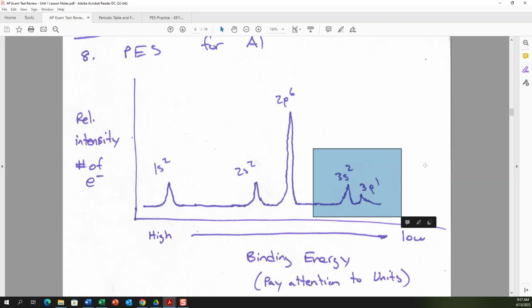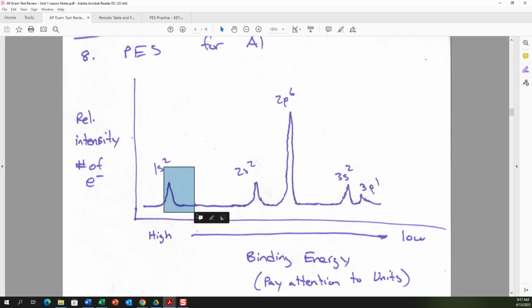So remember, if you're given a full PES spectrum, start labeling your peaks, right? And it's just normal electron configuration. So here's 1s2, here's 2s2, here's 2p6, here's 3s2, and then 3p1. How do I know it's 3p1? Well, it's half the peak of the 3s2. Now, how did I know this was 1s2? How do I know it's not 1s1?